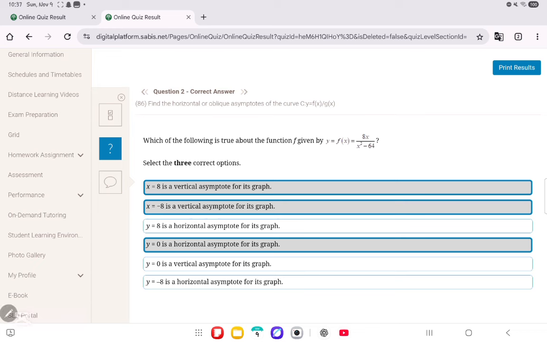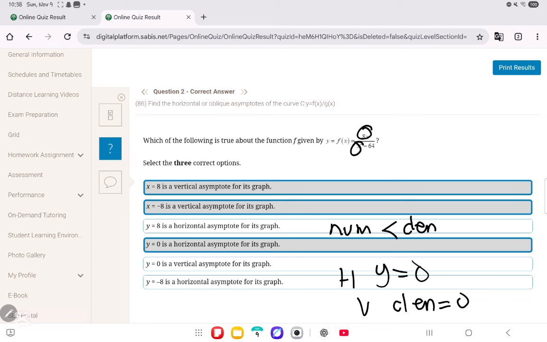We've done this before, so they're asking us for vertical and horizontal asymptote. We check the numerator and denominator. In this scenario, look at the numerator and look at the denominator. The numerator is less than the denominator. In this case, directly, the horizontal is y equal to 0, and for the vertical, it's going to be the denominator equal to 0.